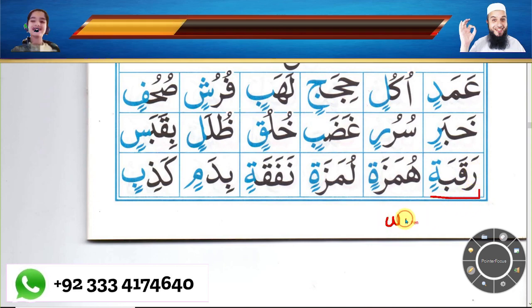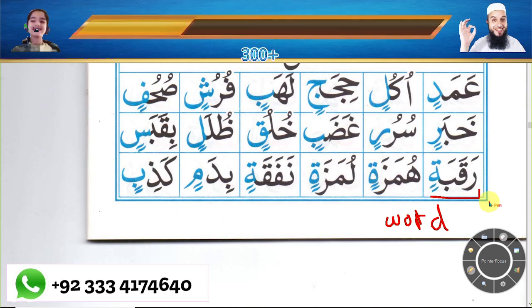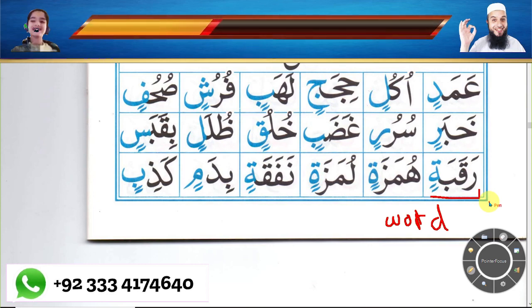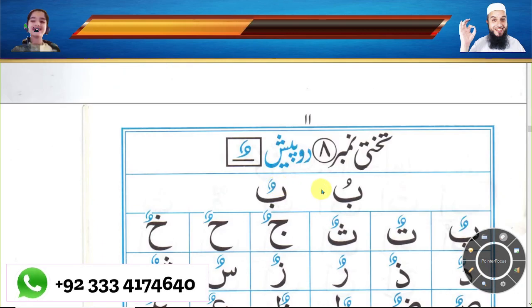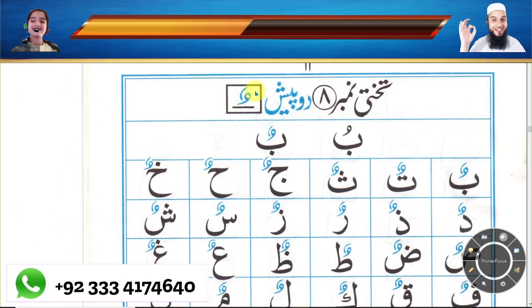Okay. Ra zabar ra, ka zabar ka, ra ka, ba zabar ba, ra ka ba, ta tu zatin, ra ka batin. MashaAllah. That's great, man. Good job. Okay, today we are going to learn about two pesh. Which sign is it? Two pesh. This is two pesh. All right. The sound of two pesh is un.